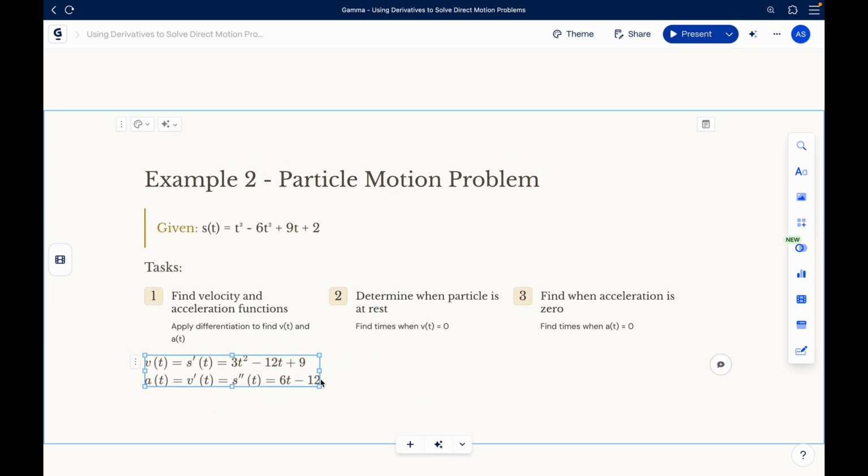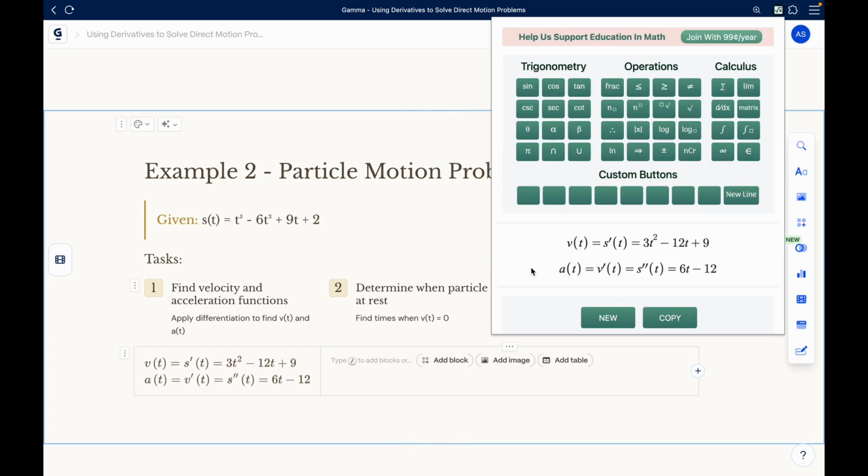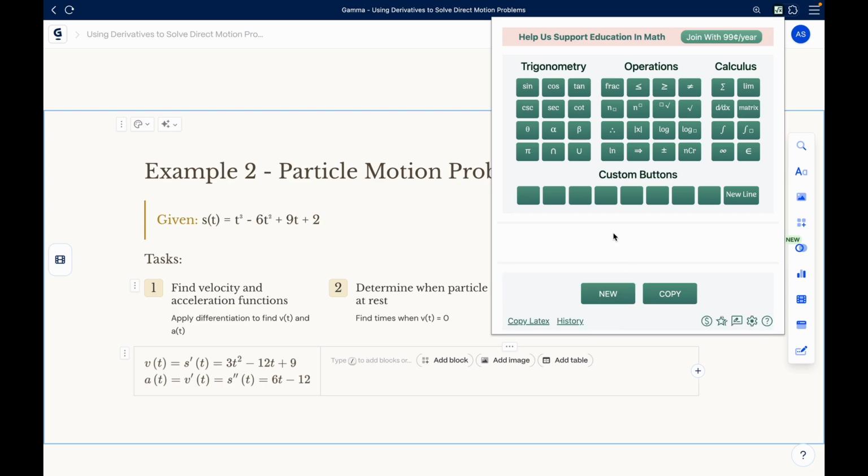Now the next task will be to figure out when the particle is at rest. So when v of t is equal to 0. Now v of t is equal to 3t squared, not 3t cubed, sorry, 3t squared minus 12t plus 9. And when we set this equal to 0, first we can divide all the sides by 3. So we have t squared minus 4t plus 3 is equal to 0.